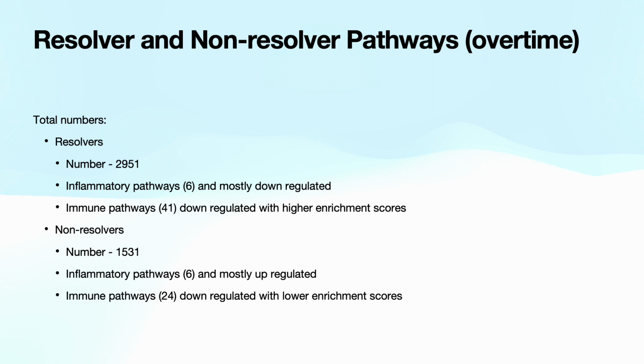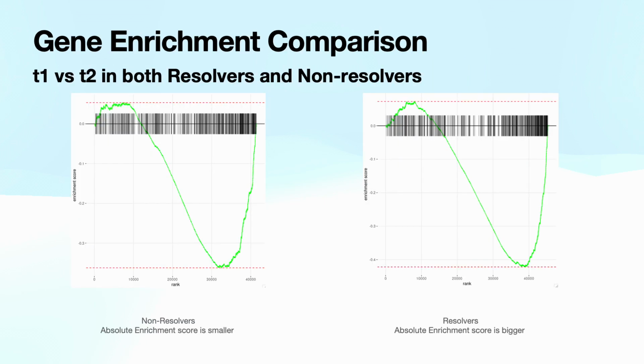Major differences were in inflammatory pathways, which went up over time in non-resolvers and down in resolvers. Immune pathways also showed a big difference in the number of pathways as well as their activity. In resolvers, changes in inflammatory pathway expression were much higher. Here is just a picture of gene enrichment comparison. On the left you can see non-resolvers, where the bottom mark is at around 0.35, 0.36, while in resolvers, we have a bigger enrichment score, meaning that the activity there is higher.